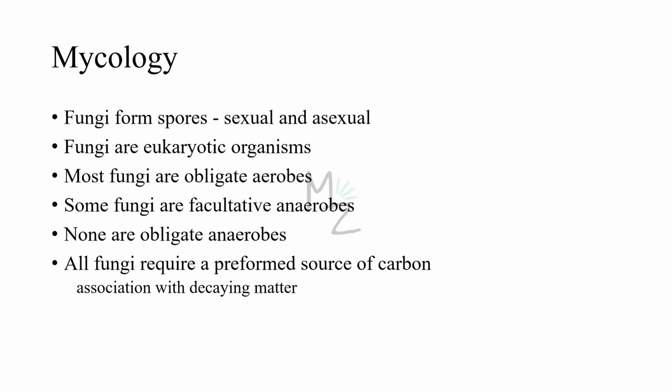Fungi are eukaryotic organisms. The word eukaryotic also has two words in it. The word eu means true, and karyotic is derived from karyon, which means nucleus. So eukaryotic means the true nucleus. So fungi are those organisms that have true nuclei in them.